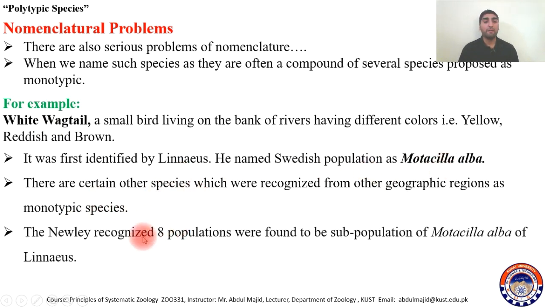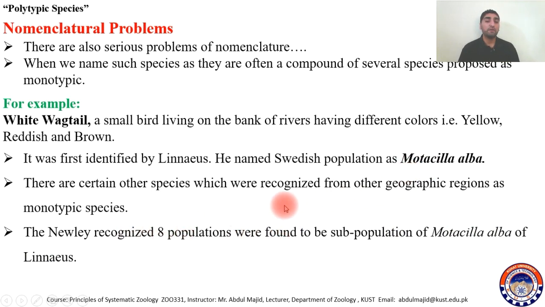So what happened? The newly recognized 8 populations were found to be subpopulations of Motacilla alba of Linnaeus. For the first time this white wagtail was recognized by Linnaeus, the Swedish population named as Motacilla alba. But then many other populations were recognized as monotypic species. When scientists studied them, they found that these newly introduced 8 populations were actually subpopulations, or subspecies, of the Motacilla alba of Linnaeus. Those 8 populations were also named by those different scientists.